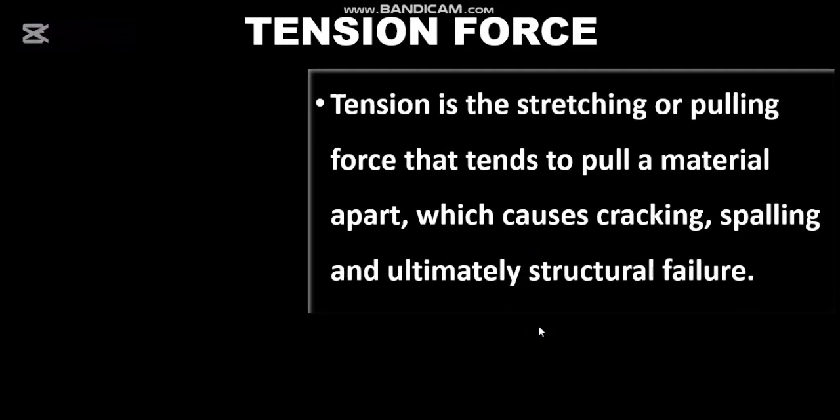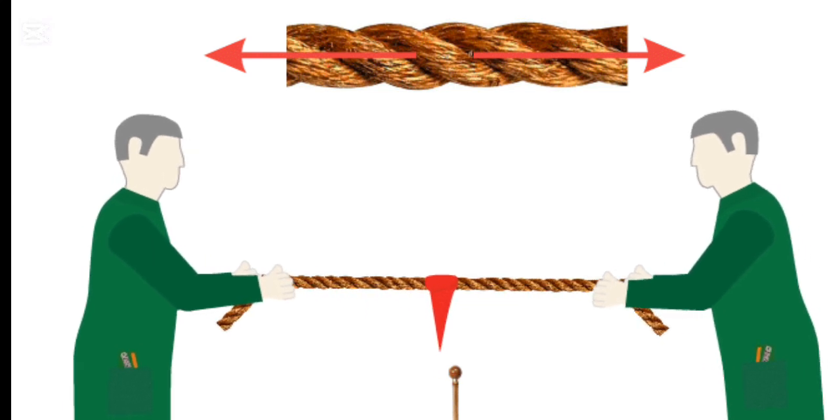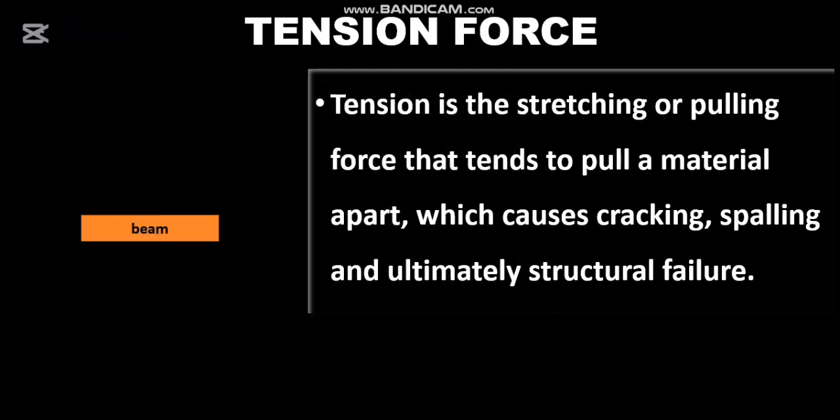The first one is tension. Tension is the stretching or pulling force that tends to pull a material apart, which causes cracking, spalling, and ultimately structural failure. You will notice that the beam you see in display is being pulled by two opposing forces. That's tension. It will be very practical to understand that, like we have established, members or elements of structures are subjected to these three forces, and the first one is tension force.